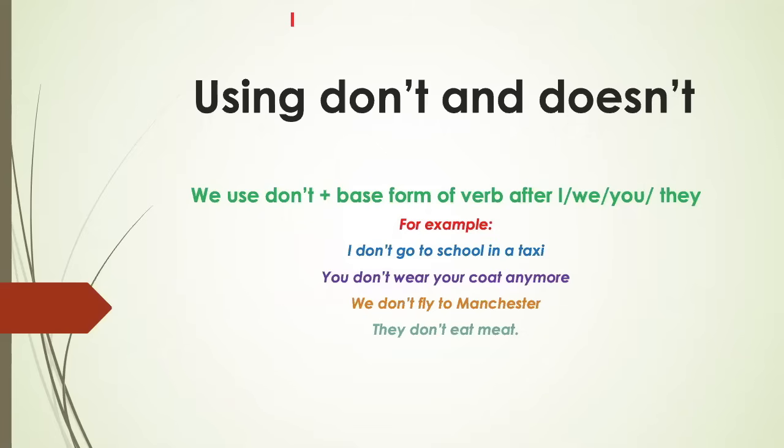We use don't and the base form of the verb after I, we, you, and they. And we've got some examples here. I don't go to school in a taxi. You don't wear your coat anymore. We don't fly to Manchester. They don't eat meat. And you'll notice that go, wear, fly, and eat are all in the base forms of those verbs. Okay, we use the base forms there.